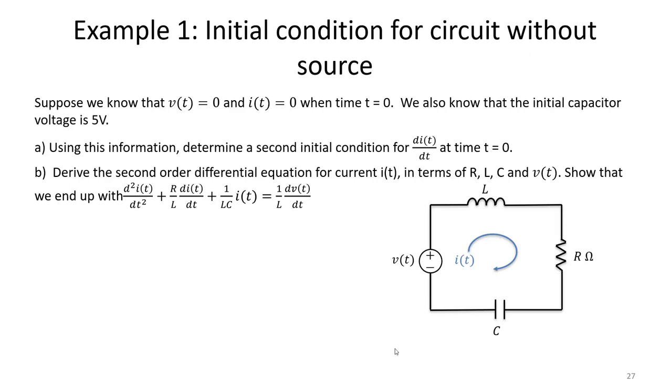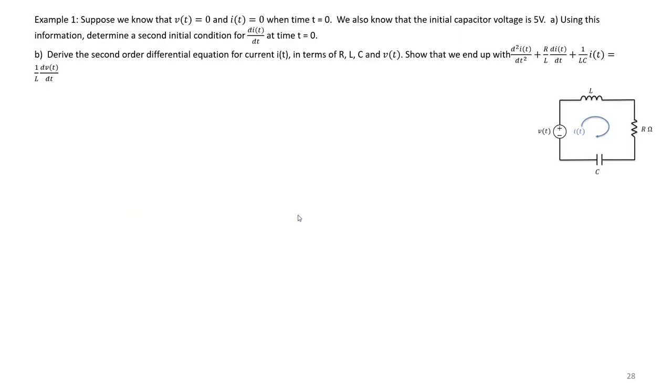Here we're given a second-order circuit. We're given some initial conditions, and we're being asked to determine a second initial condition for di dt at time t equals 0. Then we're asked to derive a second-order differential equation for our circuit and show that we end up with this result. Let's go ahead and follow the first part of our recipe in order to complete this example. First, our goal is to determine a second initial condition for di dt at time t equals 0.